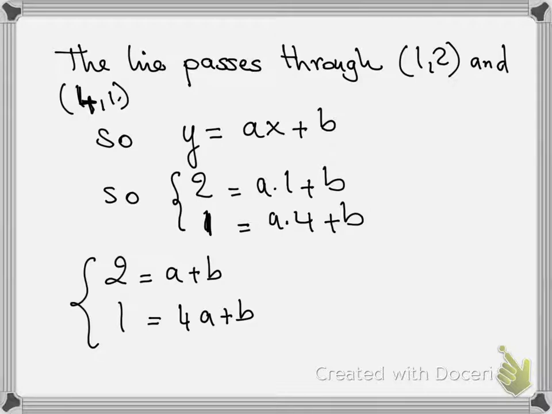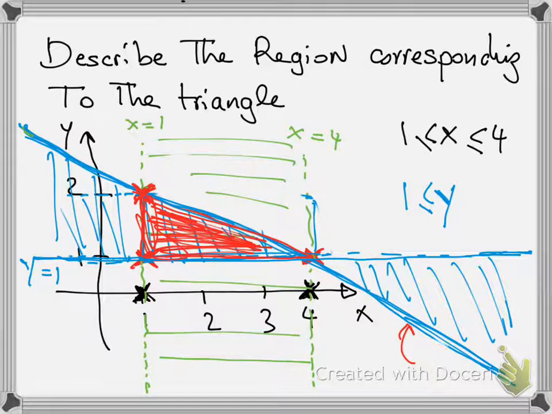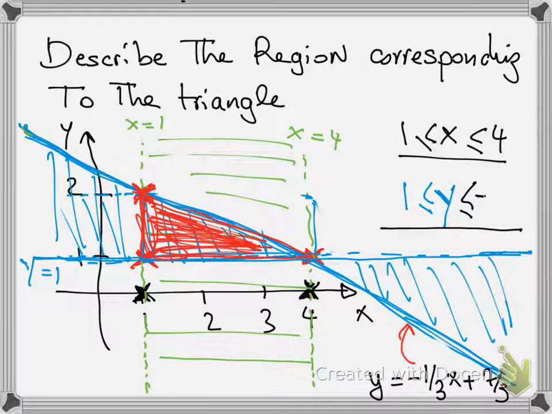If you take the difference between the two equations, the first equation and the second equation, so 1 minus 2, then you're going to have 1 equal to minus 3a. So a would be negative 1/3, and if a is negative 1/3, then b would be 7/3. Okay. So what I'm saying, guys, is that the equation of this line here is y equal to minus 1/3 x plus 7/3. Okay, so actually my x is between 1 and 4, and my y is going to be between negative 1/3 x plus 7/3.